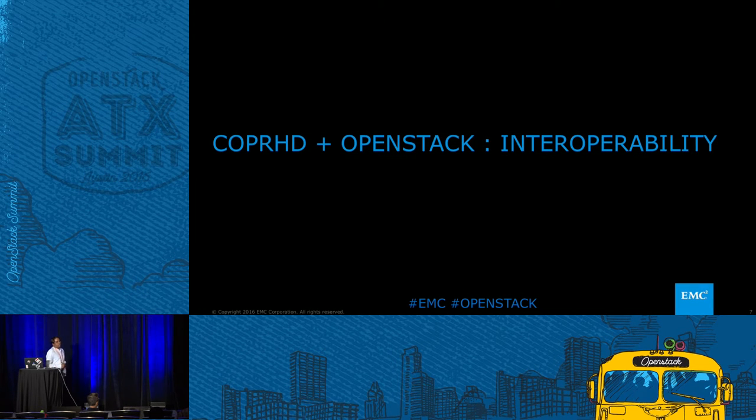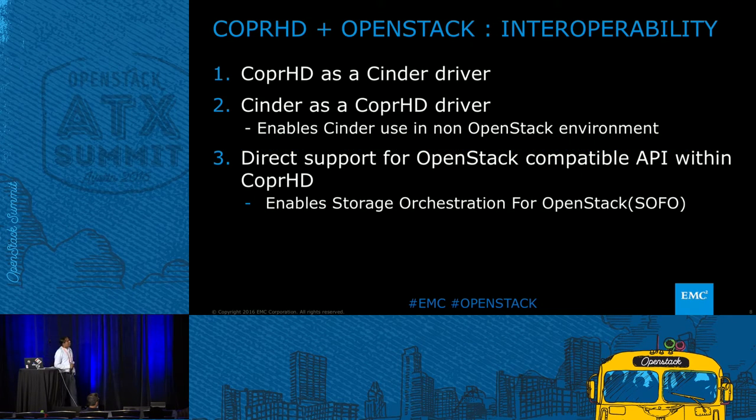Well, getting into more detail about how Copperhead and OpenStack can interoperate together. There are three ways Copperhead and OpenStack work together. The first is Copperhead as a Cinder driver, which is similar to writing a Cinder driver for a physical storage system. The second is that Cinder itself can be used as a Copperhead driver, which enables the usage of Cinder in non-OpenStack environments. The latest addition to the list of solutions is direct support for OpenStack compatible API within Copperhead. It basically enables storage orchestration for OpenStack. We have a demo for this, and Kurt will run the demo for you.